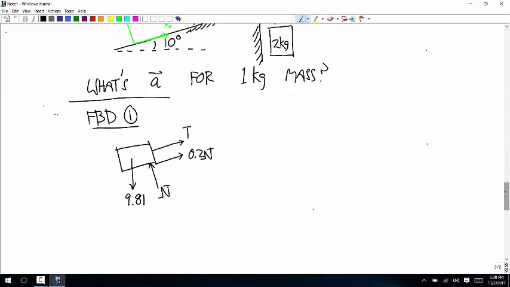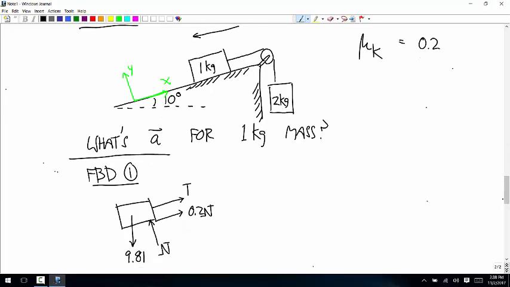So in this tilted coordinate system, representing this force with a T is easy. That's just in the positive x direction. Representing the 0.2N is easy. That's in the negative x direction. N is in the positive y direction, like it always is. A is just parallel to the x-axis, like it always is in these. The one thing that's more complicated is representing 9.81. So let's figure out what that is.